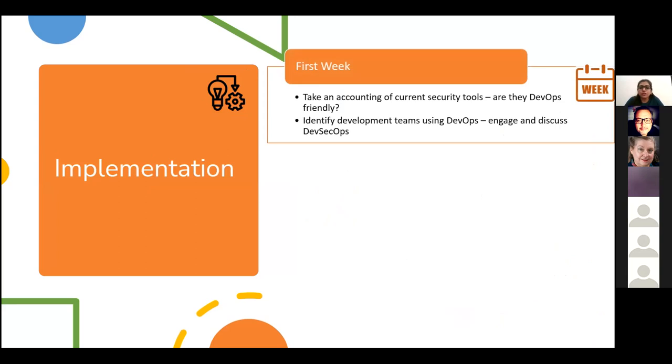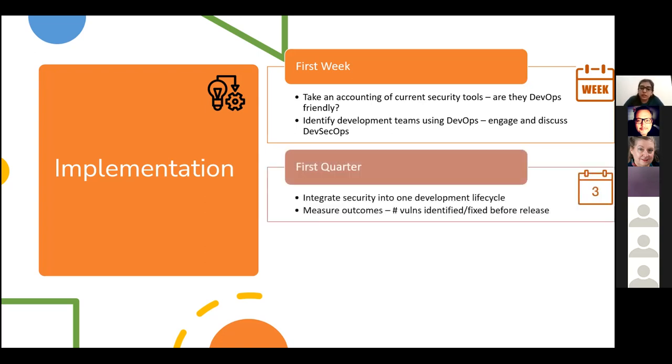Now, for implementing these steps, and just to give a rough timeline, for all the Agile facilitators here in the call with us, for the first week, we can aim to take an accounting of all the current security tools that you have in your own team, and whether those tools are DevOps friendly, and you can engage and discuss with different teams about DevSecOps. Maybe give them some information about what DevSecOps is, and whether we can go ahead taking into these areas.